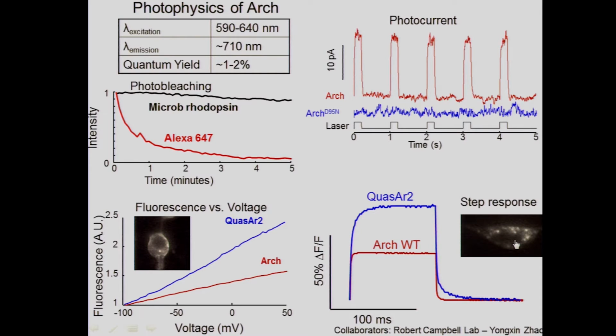We have another variant of the protein, quasar 1, which has a step response of less than 50 microseconds. So these proteins respond extremely fast to changes in membrane voltage. So between the high sensitivity and speed of these proteins, we thought that it was plausible that they could report action potentials in mammalian neurons.